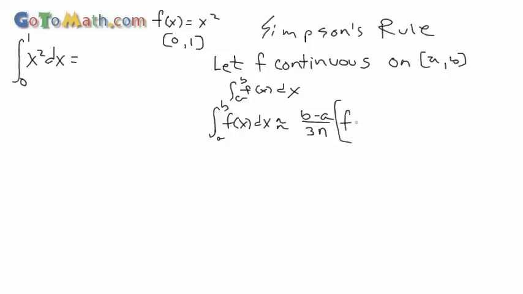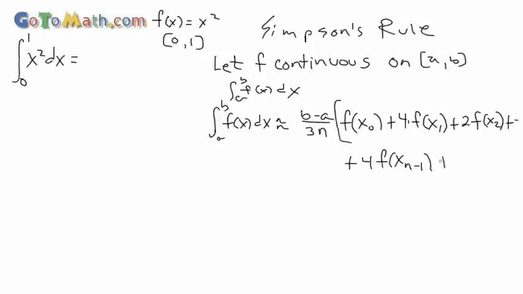So we take the first subinterval here. Of course, this has been factored out. f of x naught, and we'll talk about how to get that in just a minute, plus 4 f of x1 plus 2 f of x2 plus dot dot dot, and then we'll come down here and say plus 4 f of x n minus 1 plus f of x n.